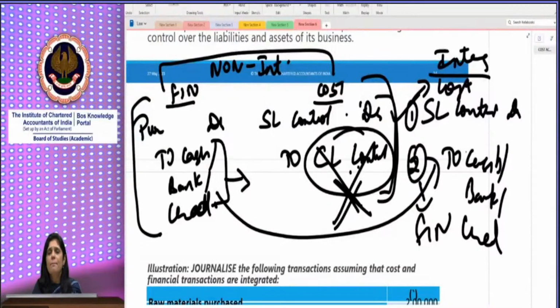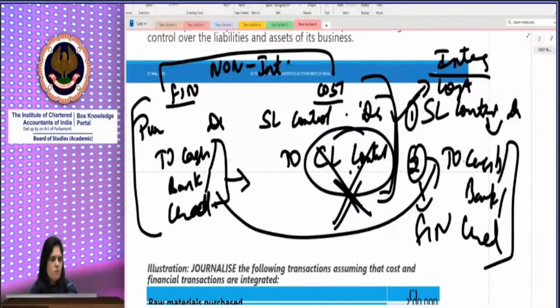Students, this fundamental is very, very important. If you have understood this, you have understood the integrated. So it's very important to understand non-integrated first. If you have understood non-integrated, I tell you 95% of the integrated you have also understood. The only difference is in integrated, we do not use cost ledger control account. In place of that, we use the actual debit or credit of the financial. So one aspect we take for costing and one for financial. So we have integrated both.